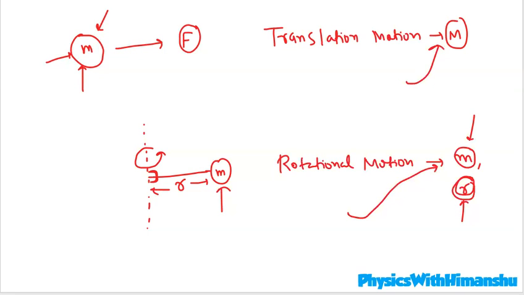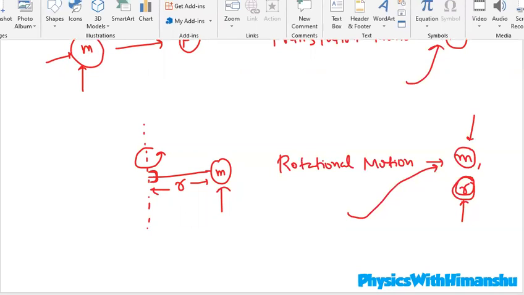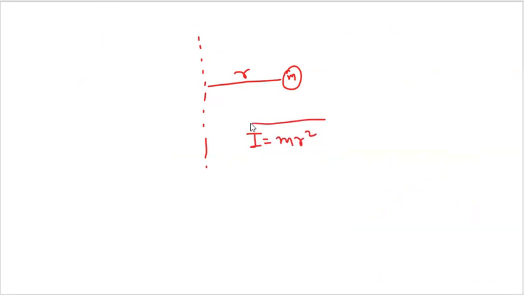So how to calculate moment of inertia? Let's understand. Suppose there is an axis and a mass m is at a distance r from the axis. So the moment of inertia of this mass about this axis will be mr square. So moment of inertia is basically mass into square of the distance of the mass from the axis.